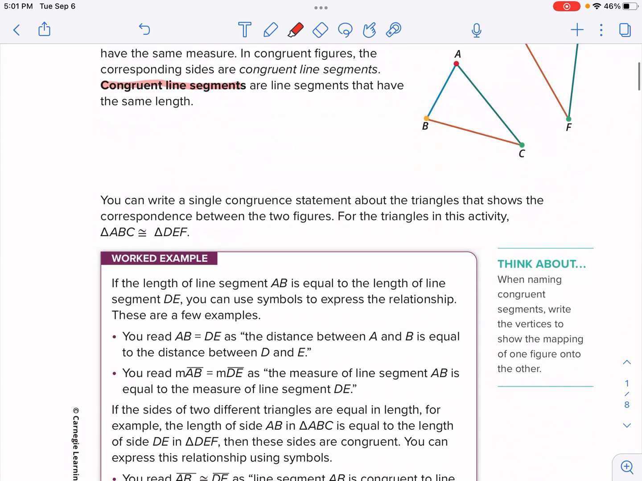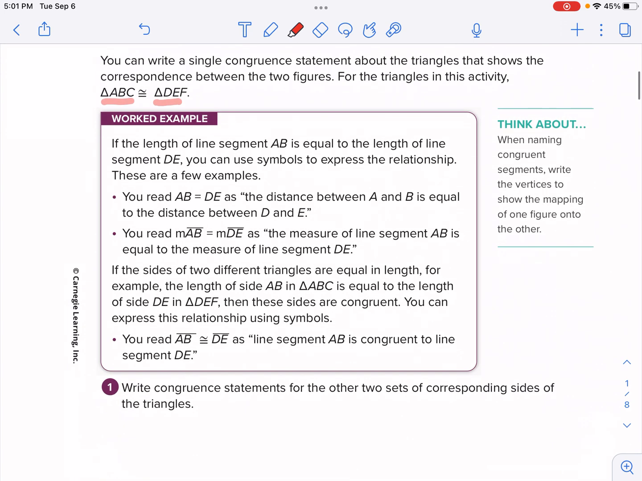How we write this, though. It says you can write a single congruent statement about the triangles that shows the congruence between the 2 figures. For the triangles, we can say triangle ABC is congruent, right? This symbol right here with the squiggle and equal sign means congruent. The squiggle means it's the same shape. The equal sign means it's the same size. We have this written in our intro to transformation notes, but I just wanted to revisit that.